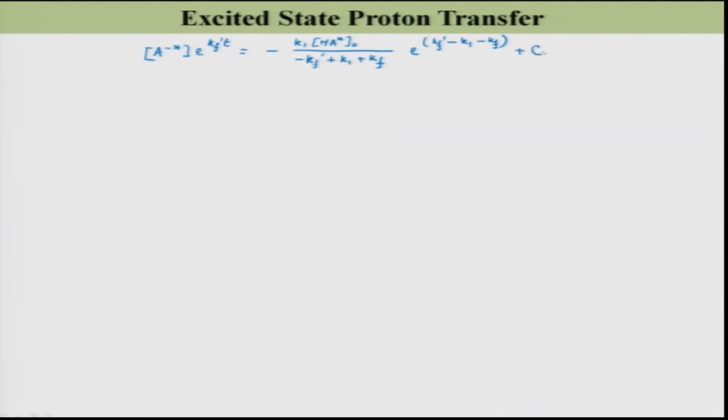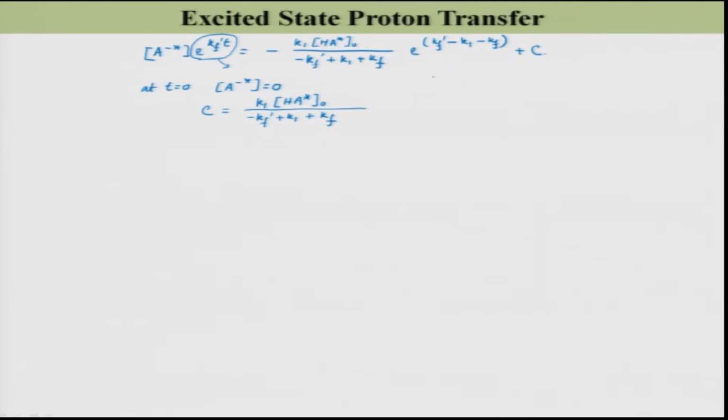Now, I need to find out this c. I can simply first divide both sides with the e to the power k_f prime t, and then I will put this condition that at t equal to 0, A minus star is equal to 0. Then the equation you will get for c is just this one with the positive sign: k_1 H A star 0 divided by minus k_f prime plus k_1 plus k_f.